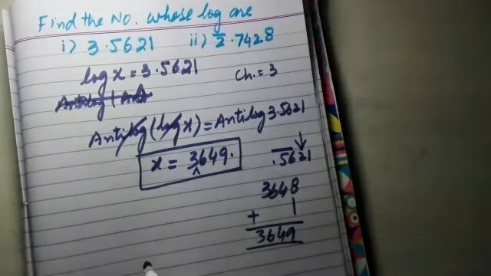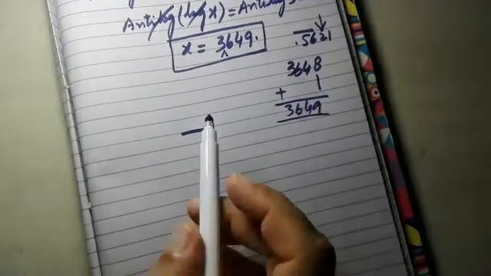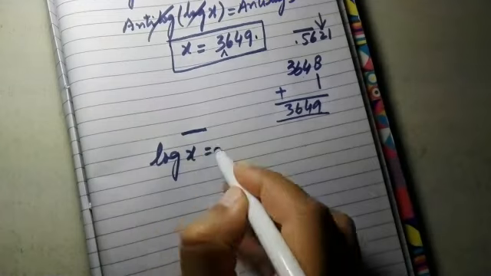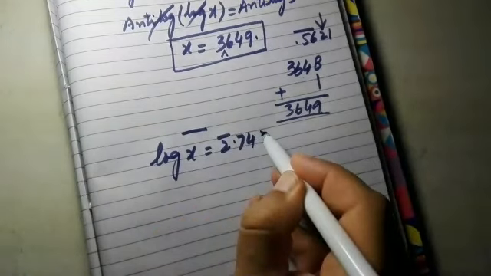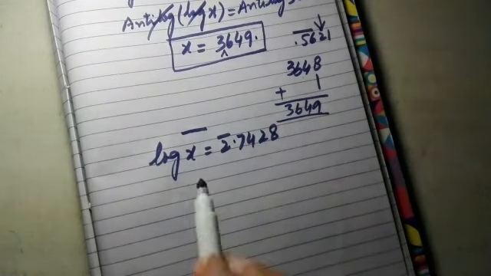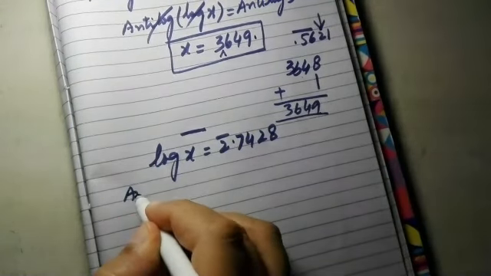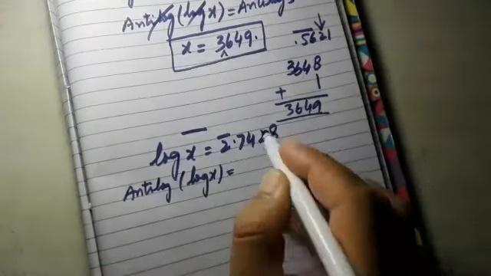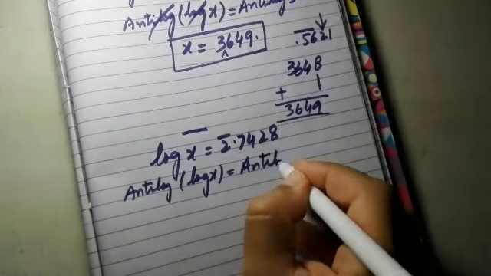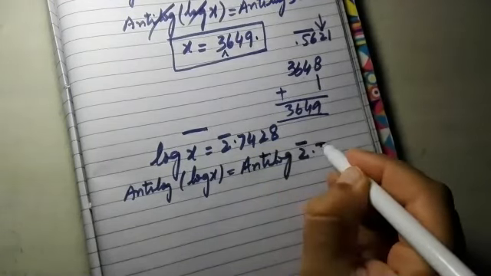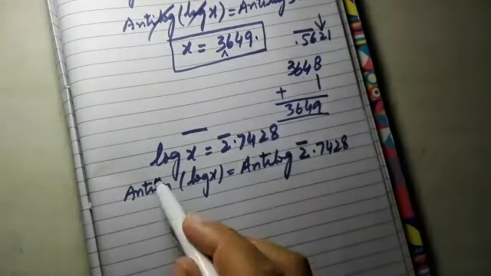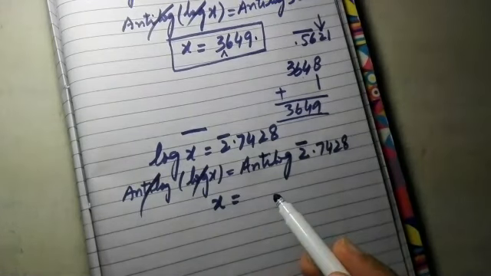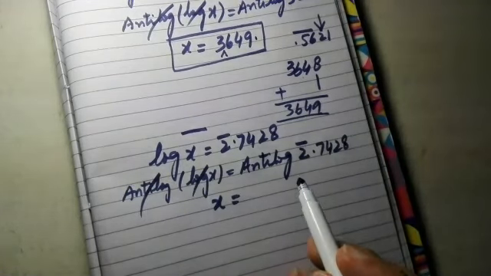And for the second example, which is log x equals 2 bar 0.7428. If this is a case like this one, you will write anti-log of log x, anti-log 2 bar 0.7428. These two will be cancelled. x equals the anti-log of you will write 0.7428 and pair up 0.74.